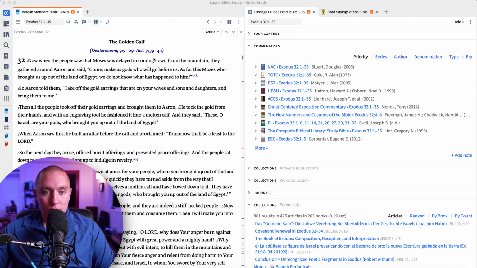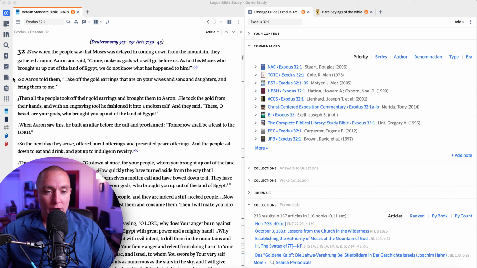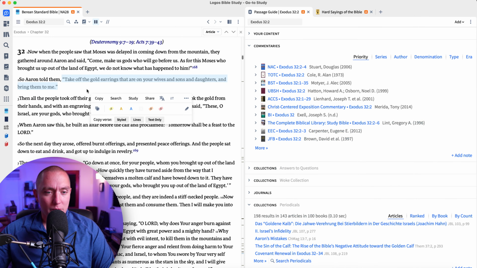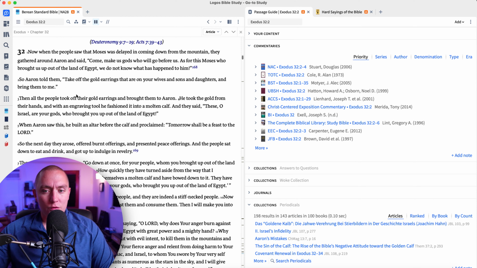Now when the people saw Moses was delayed in coming down from the mountain, they gathered around Aaron and said, "Come make us gods who will go before us. As for this Moses who brought them up from the land of Egypt, we do not know what has happened to him." So Aaron told them, "Take off the gold earrings that are on your wives and sons and daughters and bring them to me." Reminder, this would be the pillage that they took from the Egyptians and from the birthing help in Egypt. There were a lot of supporters of the Israelites in Egypt, so they gave them this money. This was what was going to be used to make the tabernacle.